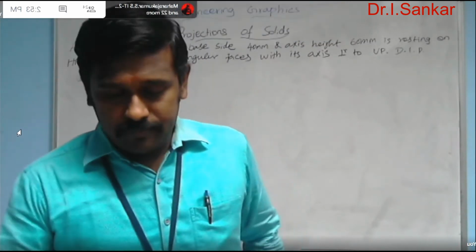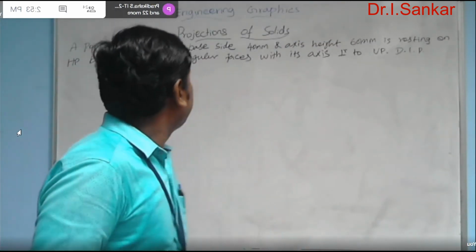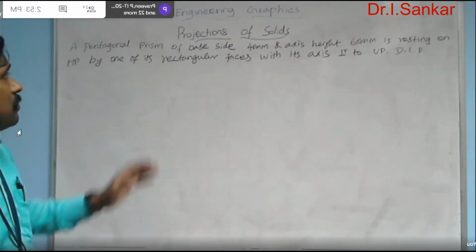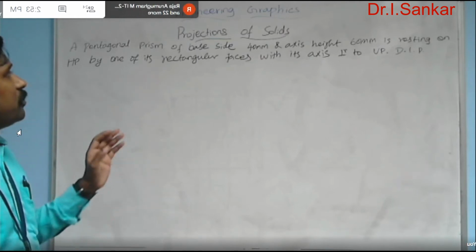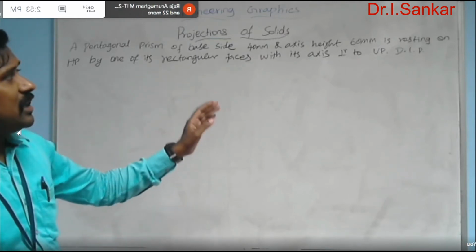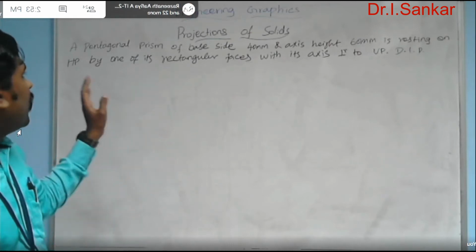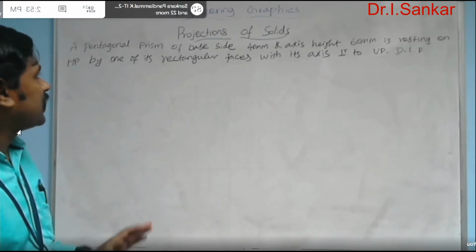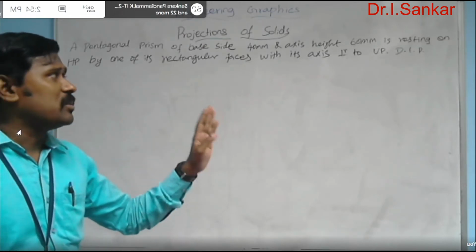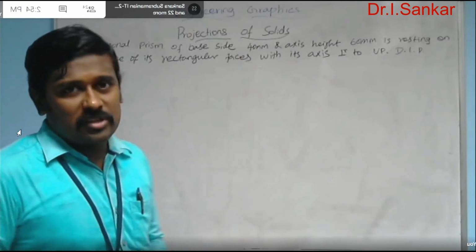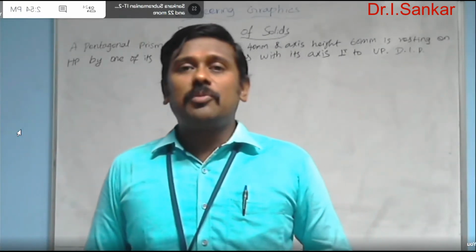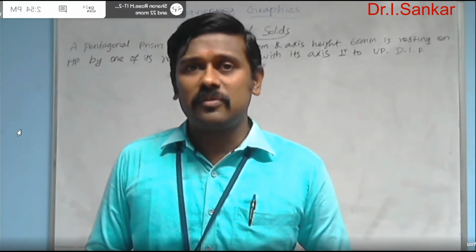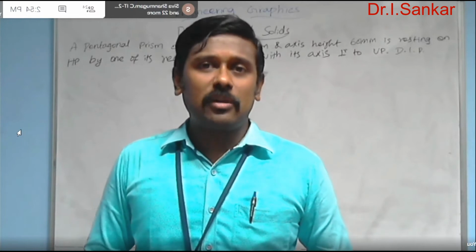See here, students. I just read the problem for you. A pentagonal prism of base side 40 mm and axis height 60 mm is resting on HP by one of its rectangular faces, with its axis perpendicular to VP. That's it. This is what the question. So this problem statement is enough to express the actual resting condition of the solid with respect to the horizontal plane and vertical plane.